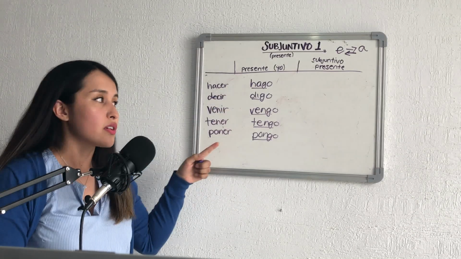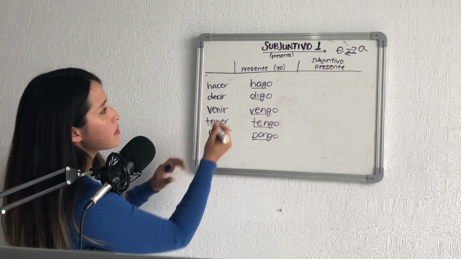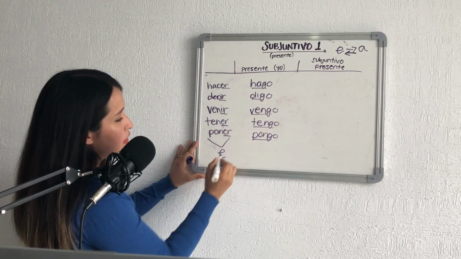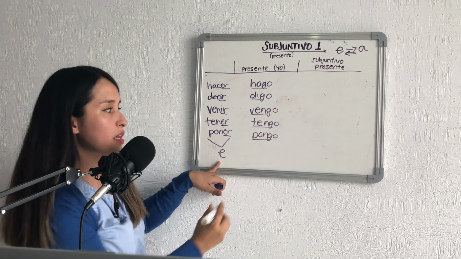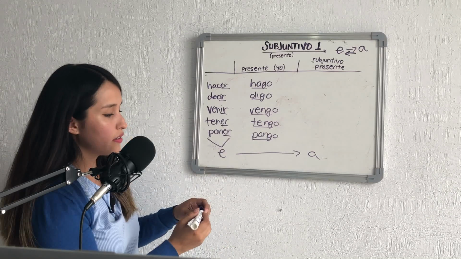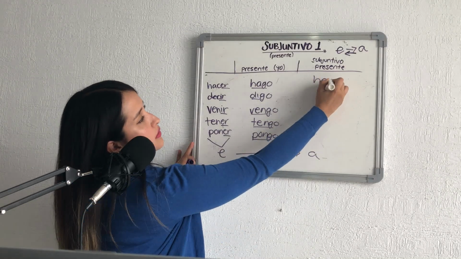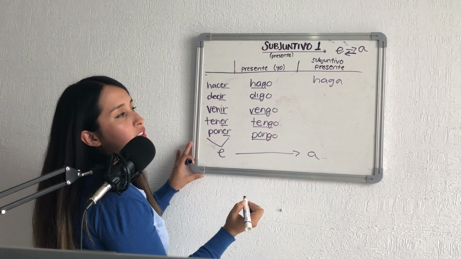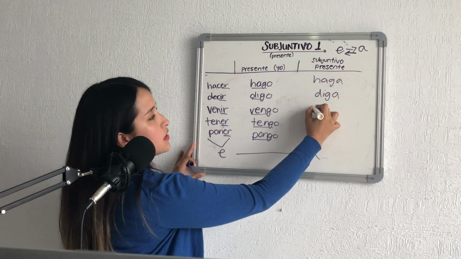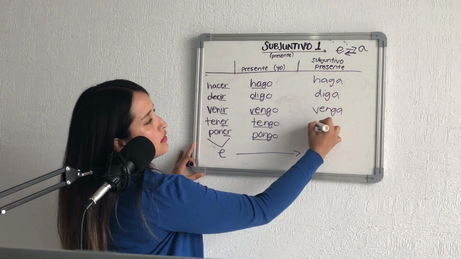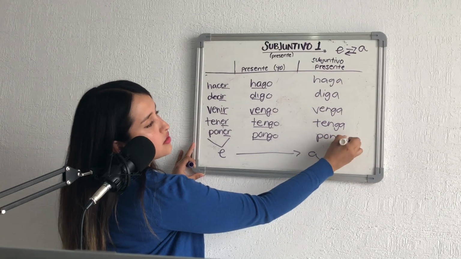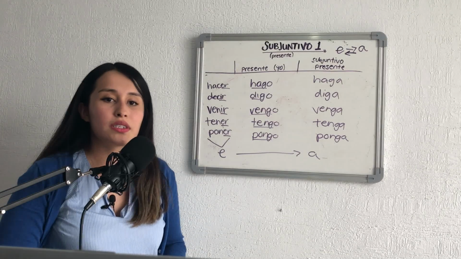So now you have the root of those verbs. And all of these verbs end in ER or IR, which for this matter are like E. That means that in subjunctive you're going to have an A. So yo hago is yo haga in subjuntivo. Decir in subjuntivo is going to be yo diga. Yo venga, yo tenga, and yo ponga.